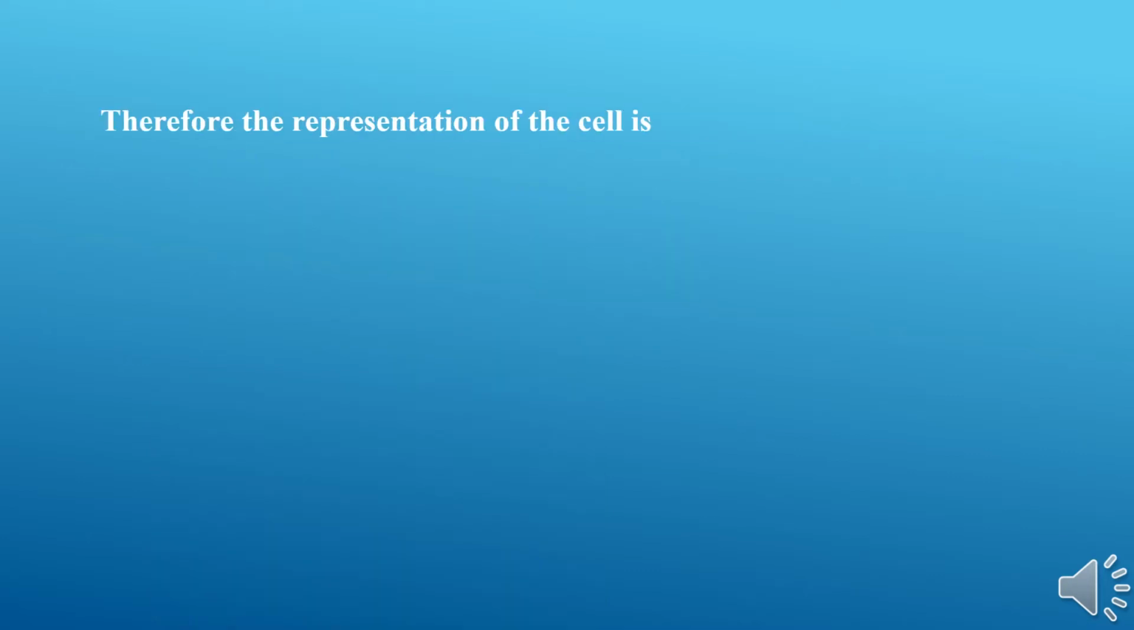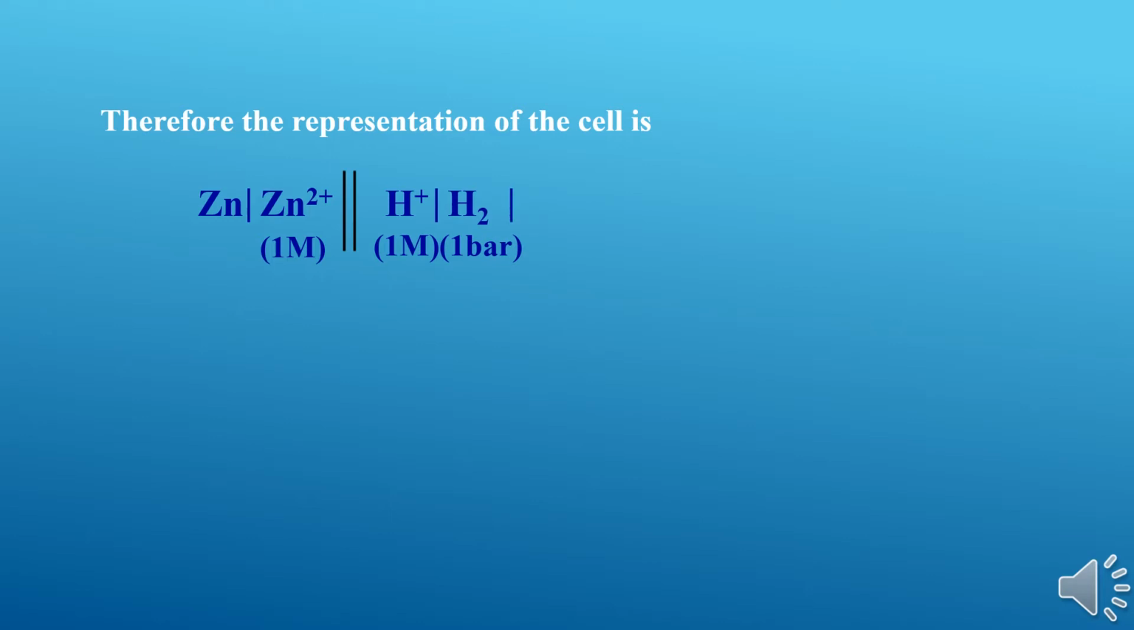Cell representation of the zinc electrode when it is combined with SHE. Zinc undergoes oxidation into Zn2+, the double bar represents the salt bridge, and H+ undergoes reduction into H2, which is in contact with platinum foil or platinum electrode.